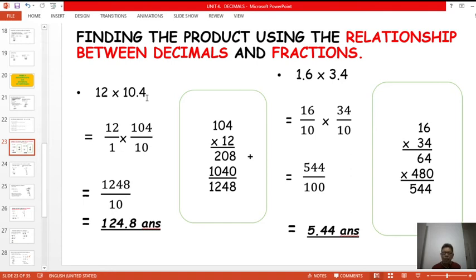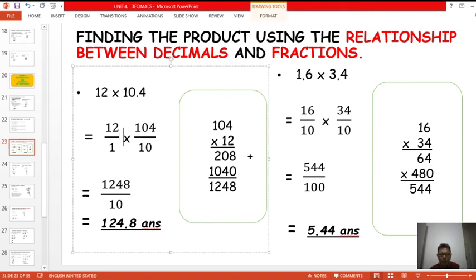If you want to make 12, a whole number, into a fraction, it's simply 12 over 1. And that's what happened here, 12 over 1. And then we have 10.4. Now, 0.4 here, how many decimal places? That's 1 decimal place, so it's on the tenths place. If you cannot recall this, you better go back to our previous videos on this. Okay, so let's move on.